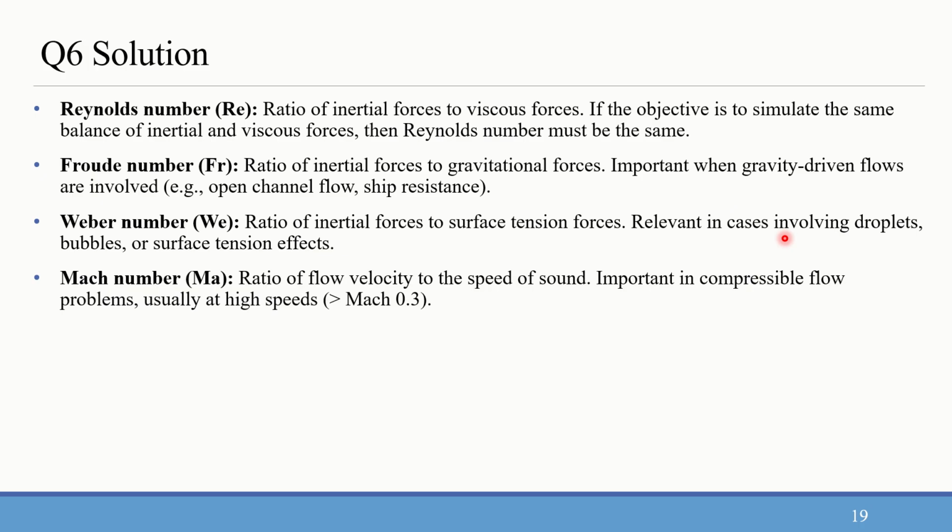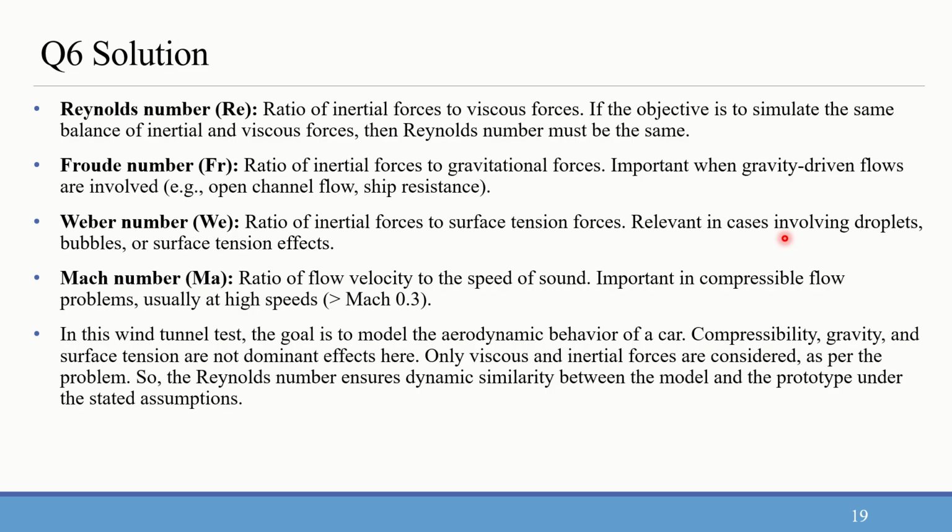And at last we have Mach number. Mach number is the ratio of flow velocity to the speed of sound. It is important in compressible problems. So here we use Mach number to define whether flows are compressible or not. So Mach number is used in those cases. It is important in compressible flow problems, usually at high speeds, at Mach number greater than 0.3.